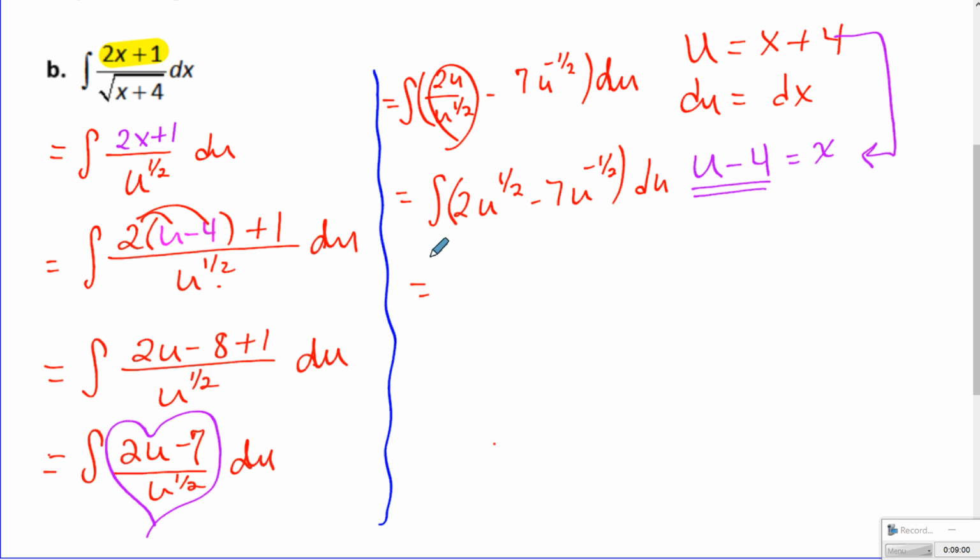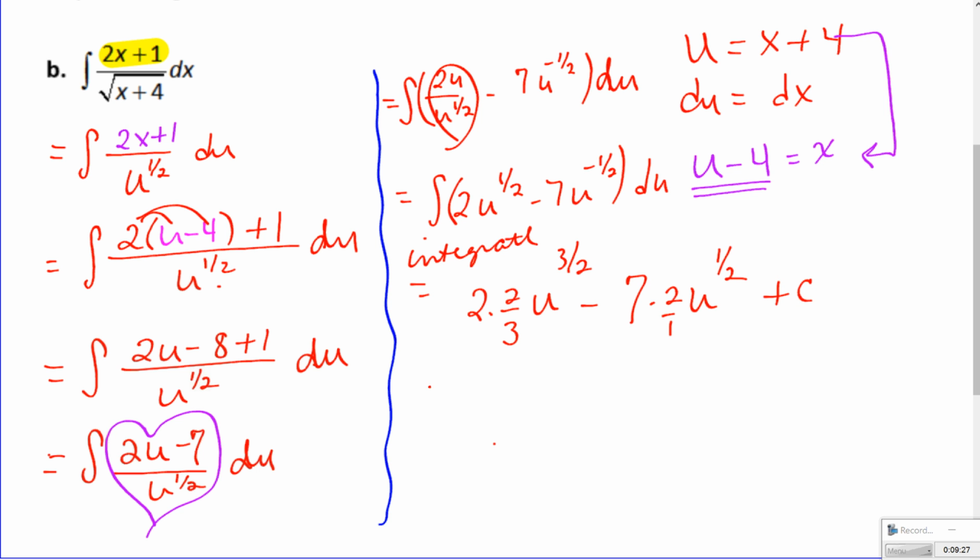Okay. I think it's time to find the antiderivative. So we are actually going to integrate at this point. That will be a 2 u to the 3/2 multiplied by 2/3. Subtract the 7, u to a positive 1/2. Divide by half is like multiplying by 2 over 1. And then we've got our plus c. Simplify again, 4/3.